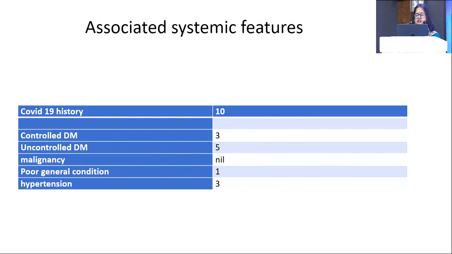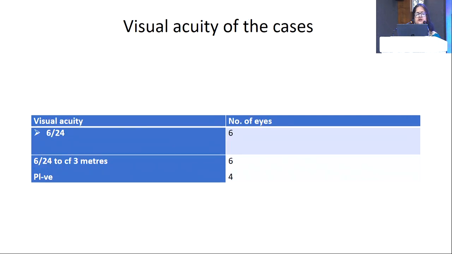COVID-19 history was present in all the cases of mucormycosis. Uncontrolled diabetes was present in 5 cases, and controlled diabetes mellitus was present in 3 cases. There was no history of malignancy in any of the cases. Very poor general condition was associated in 1 case, and hypertension in 3 cases.